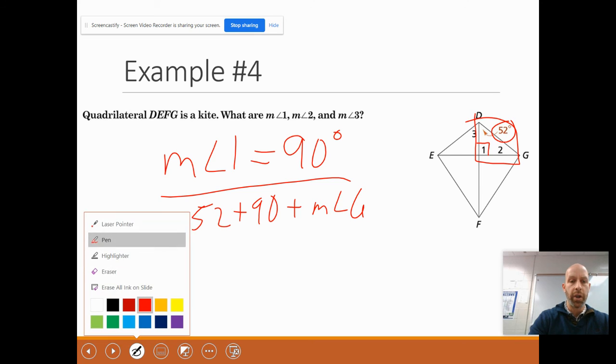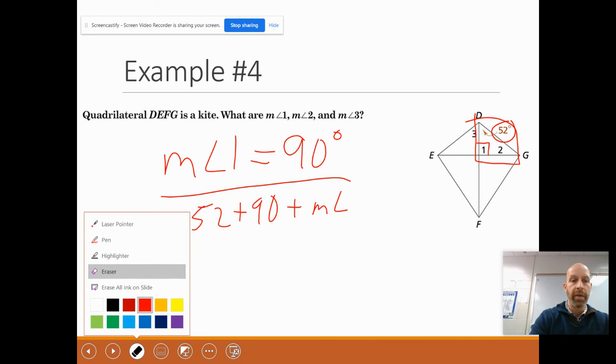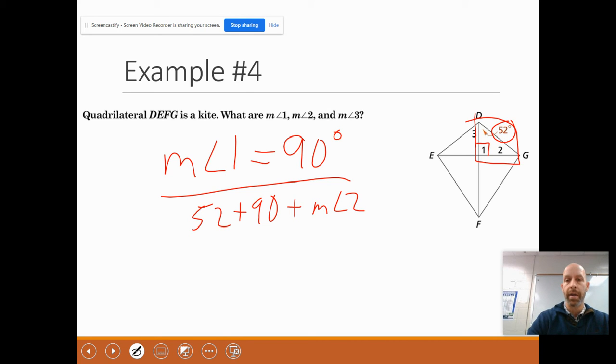Actually, let's not call it G. Let's call it angle 2. That might be a better way of saying that. The measure of angle 2, because it says 2 right there, is equal to 180, because that's what all triangles are. And then I'm going to figure out what the measure of angle 2 is.